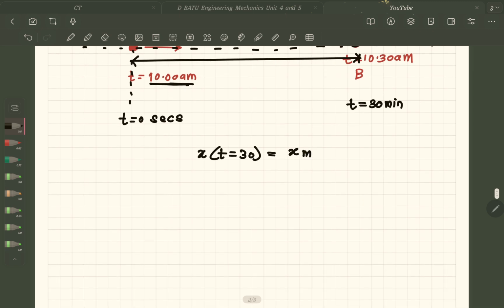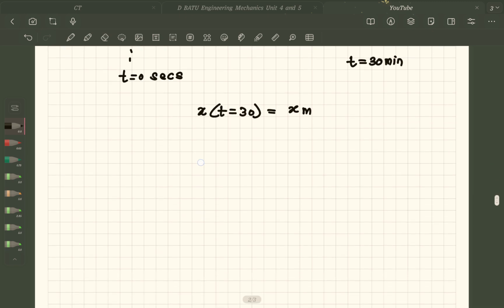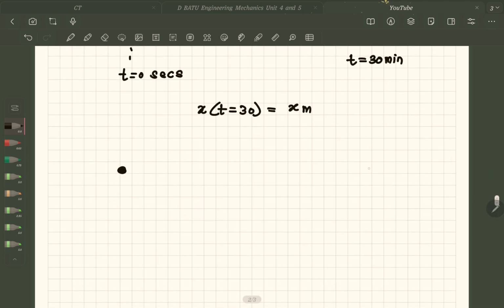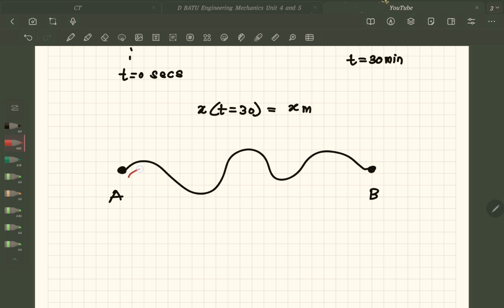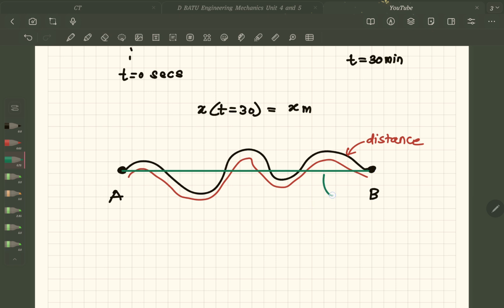Now there is a difference between displacement and distance. Suppose the object is at point A and it goes to B. If the car goes something like this and reaches point B, the distance is the path traveled by the particle along this curve. If I measure a straight line distance between A and B, this becomes the displacement.